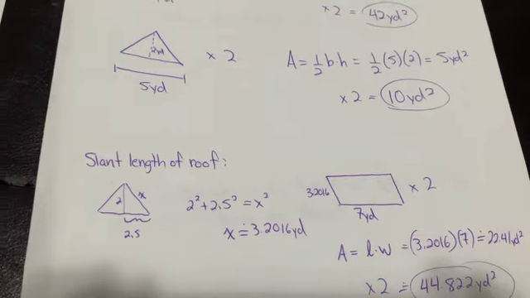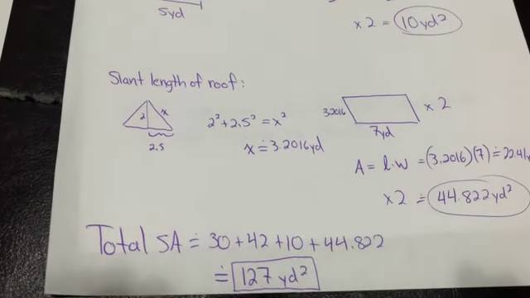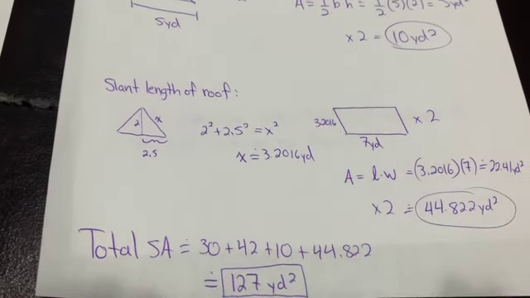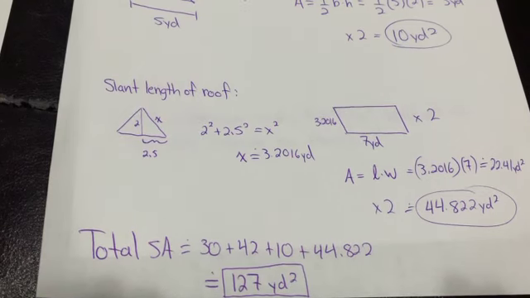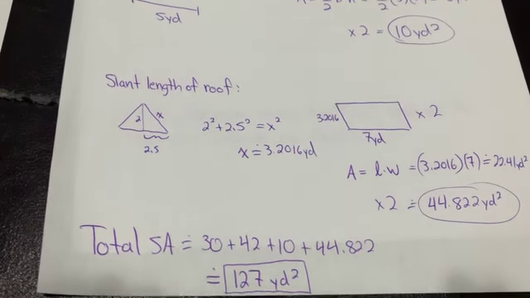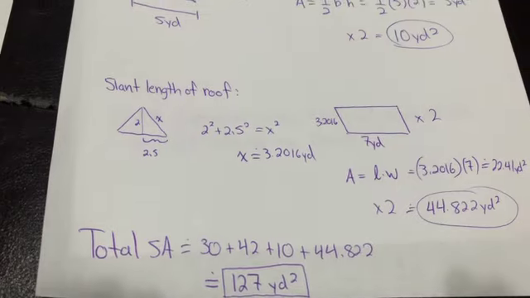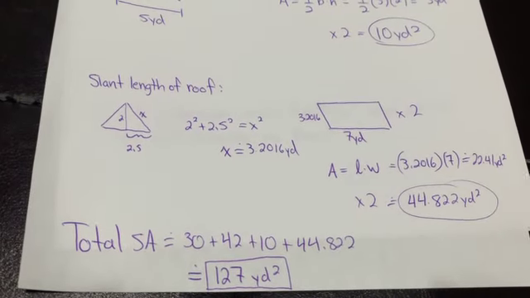So then our final job is just to tally them all up, add up the total surface area of 30 plus 42 plus 10 plus 44.822, rounded to the nearest square yard, and we have about 127 square yards for the whole cabin.